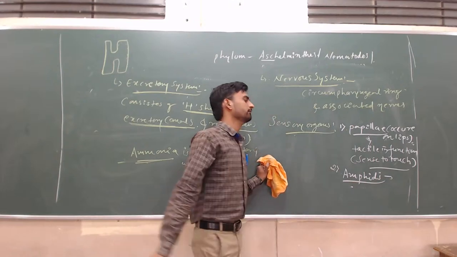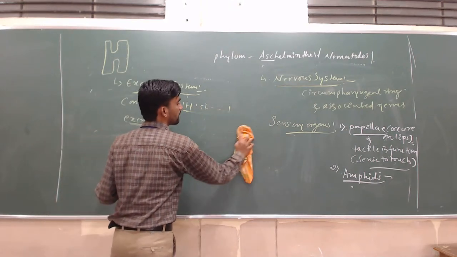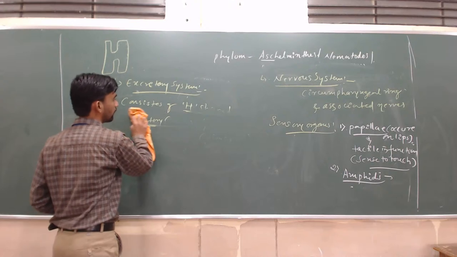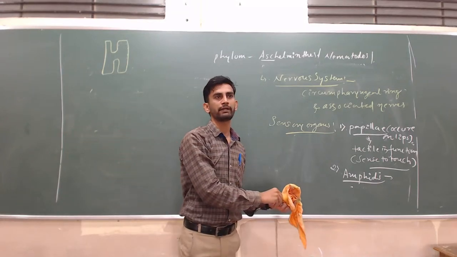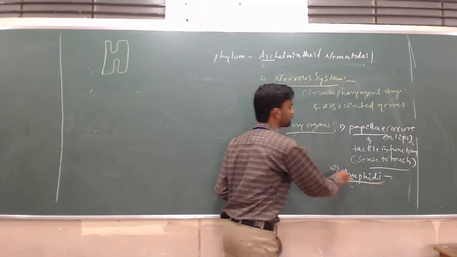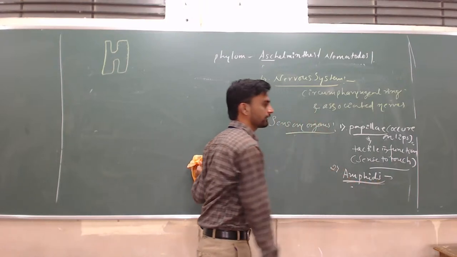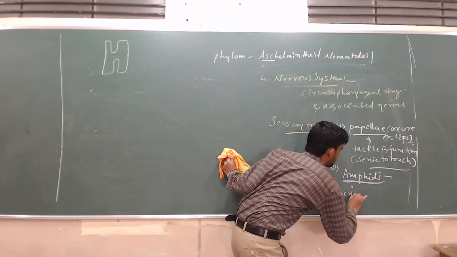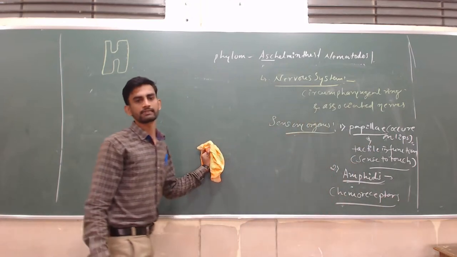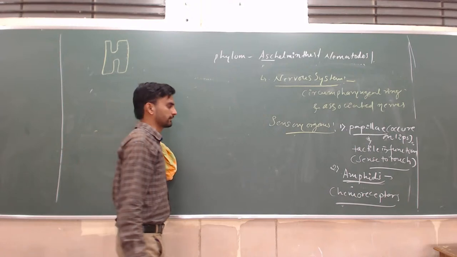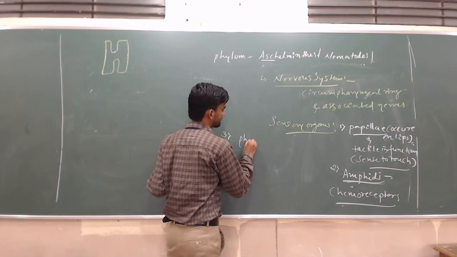Amphids. A-M-P-H-I-D-S, amphids. These are present in the form of small pits, not big, pits. These are also present in the anterior-most part of the body or around the lips, but the function will be different. You just write it down in one line. These will act as chemoreceptors, sense to chemicals. And the third, another very important sensory organ, we call the phasmids.